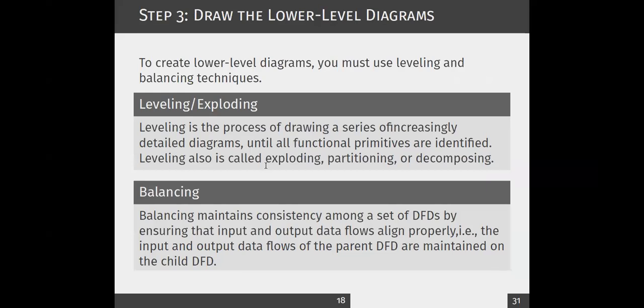When you go down into the lower levels, there are two techniques we normally use. We call them leveling and balancing. Leveling means you go into information levels: when you are creating, you go into details, and you can go up to what we call the functional primitives. When you say balancing, as in the same figure we saw earlier, the inputs and outputs of the parent should be maintained in the child as well. That is what you have seen in the previous graphic.